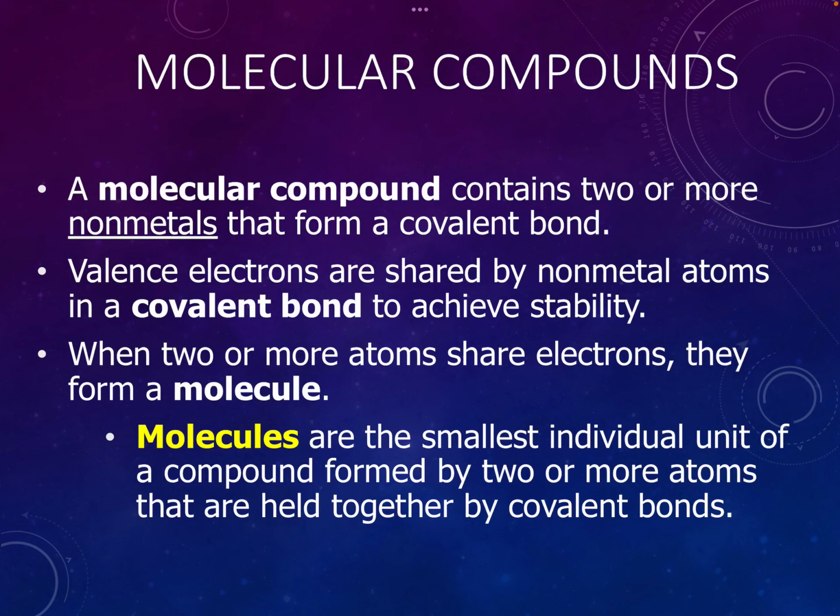All right, so like I said, last time we looked at ionic compounds. Today we are going to look at molecular compounds. And molecular compounds contain two or more nonmetals that form a covalent bond. Remember, ionic bonds were formed between a metal and a nonmetal. This is all just nonmetals that are forming this covalent bond.